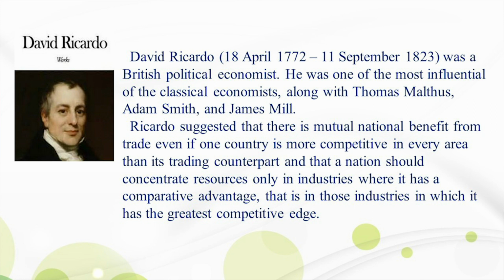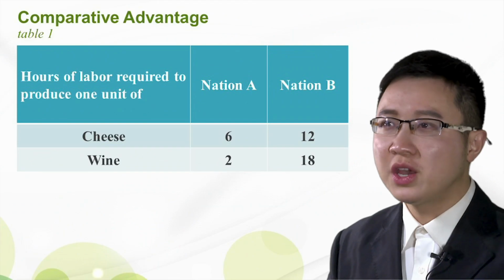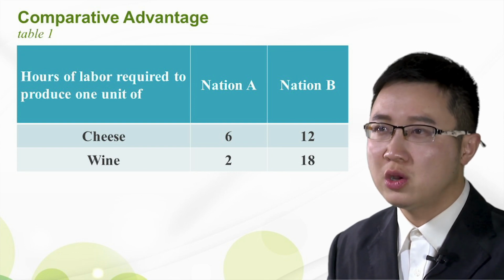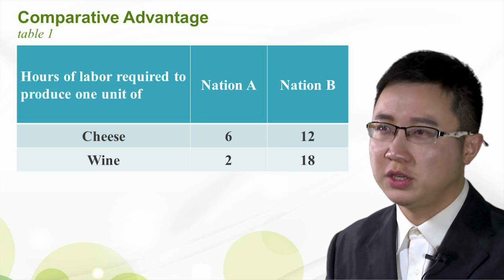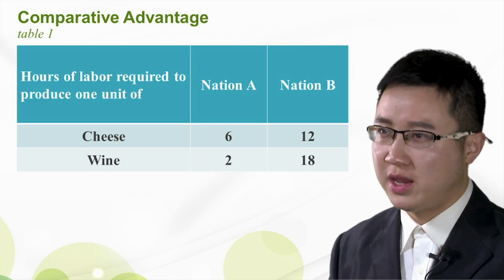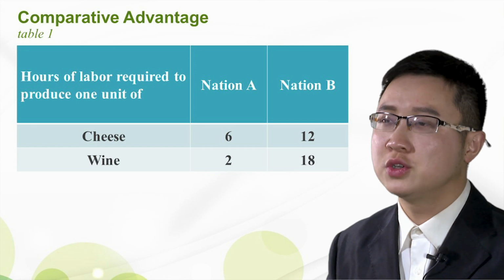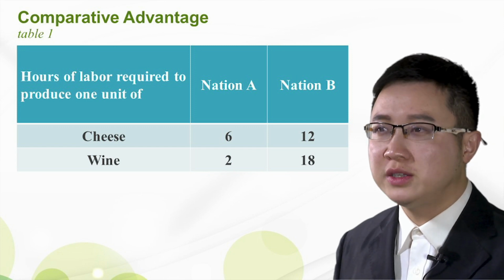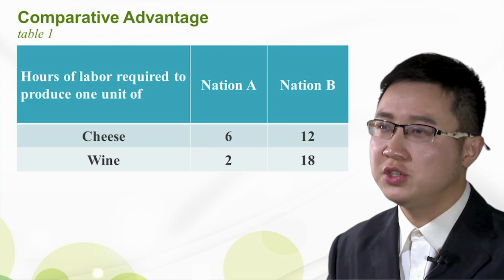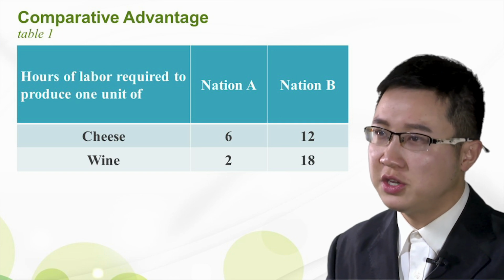The theory can be illustrated by the following example. In this example, nation A obviously has absolute advantage in production of both cheese and wine. Nation A is 2 times more efficient in production of cheese than nation B, while 9 times more efficient in production of wine. Thus, nation A has more absolute advantage in production of wine compared to cheese. So, if trade takes place, nation A will tend to produce more wine as wine is relatively cheaper in nation A than in nation B.